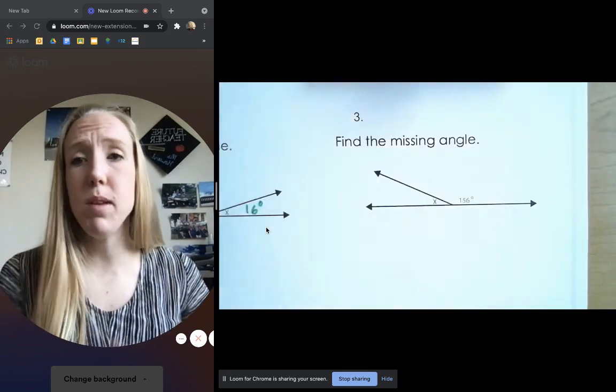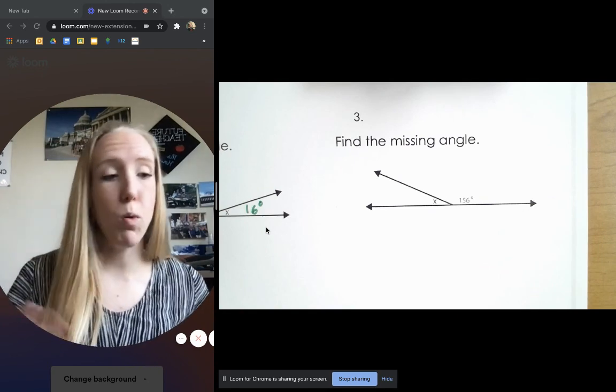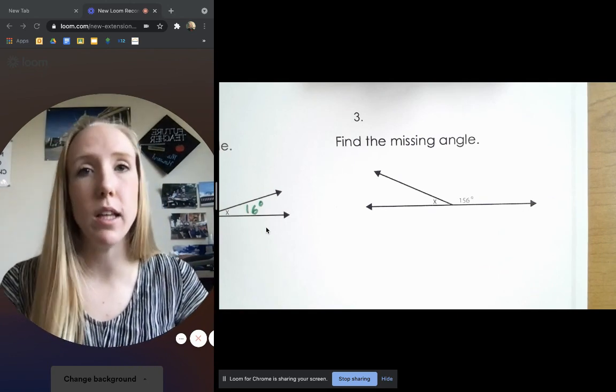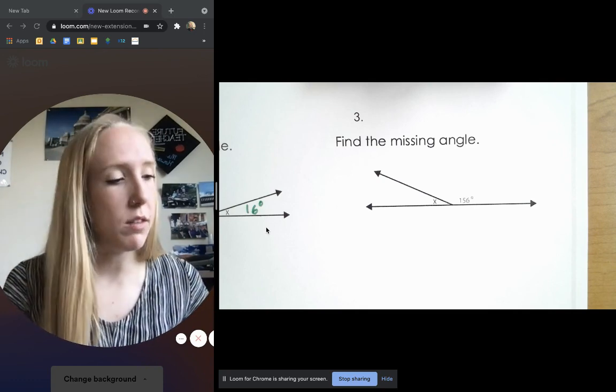All right, and remember, you can be using calculators on this. What we're working on is knowing how to work with the angles. It's not necessarily knowing how to calculate and do the adding and subtracting and stuff.